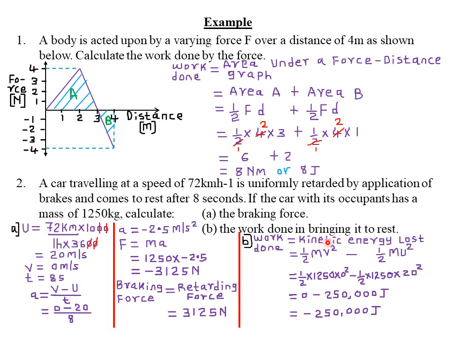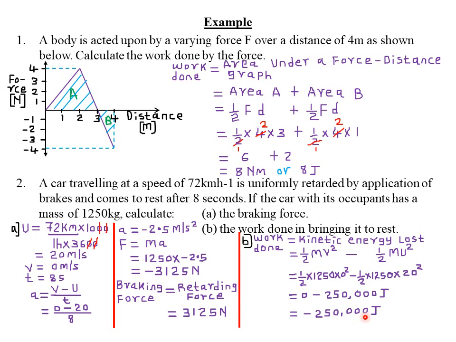So the gain or loss in kinetic energy is given by a half times the mass of the body times the square of the final velocity, minus a half times the mass of the body times the square of the initial velocity. The mass of the body we were given as 1250, and the final velocity was 0 because the body was coming to a state of rest. So a half times 1250 times 0 squared minus the initial velocity, which was 20 meters per second, squared. So we just substitute the values and compute the difference.